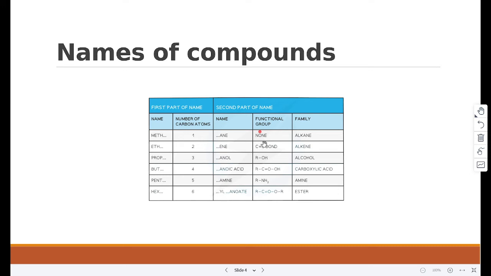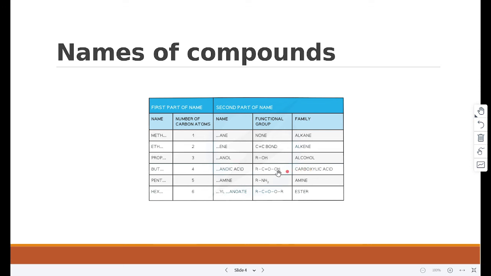Then we have the functional groups right over here and the families. So alkane has a name ending in ane. Alkene, with carbon double bonds, will have a name ending in ene. Alcohols with an OH group will have anol.